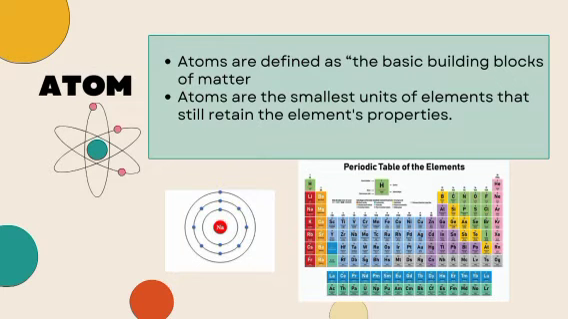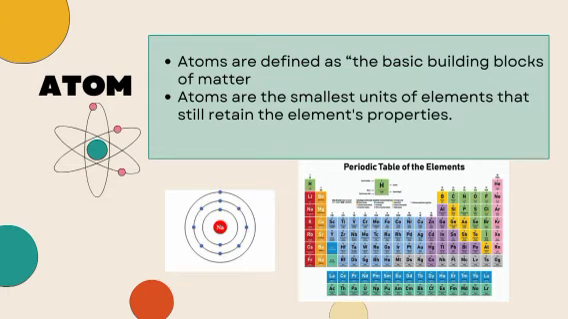Atoms can be defined as the basic building blocks of matter. That is the fundamental unit of matter. So all matter is made up of atoms, and atoms are the smallest unit of elements. You remember our elements, you can see the periodic table. Those elements are arranged in the periodic table. So the atom is the smallest unit of the element, and it still retains the element's properties. When you break down elements, you get atoms, and those atoms must retain the properties of that element.